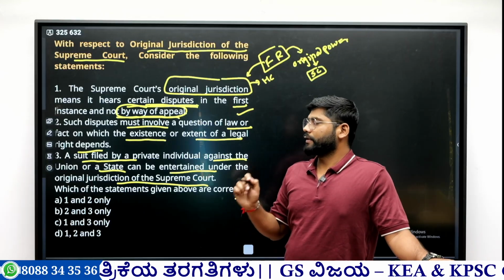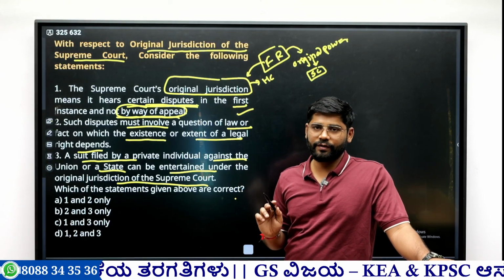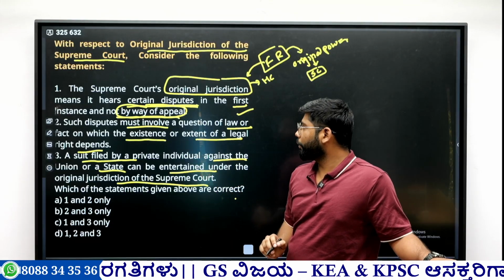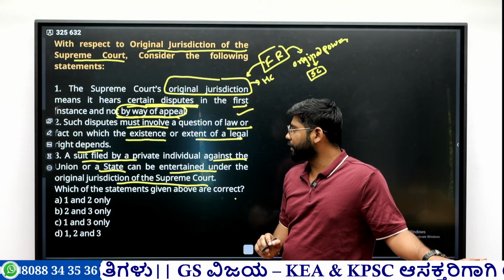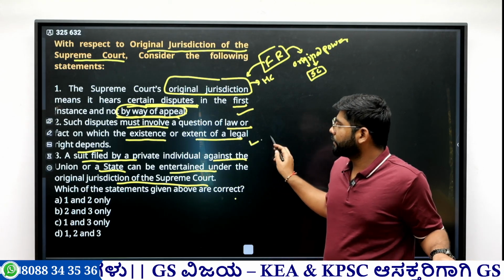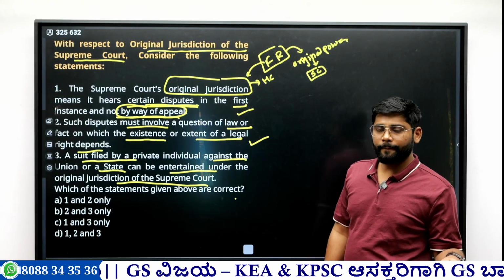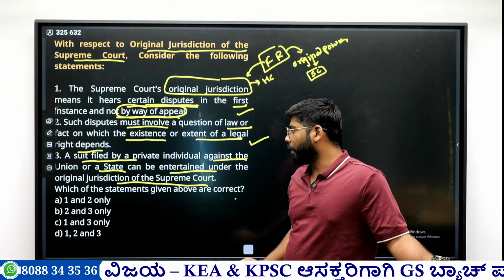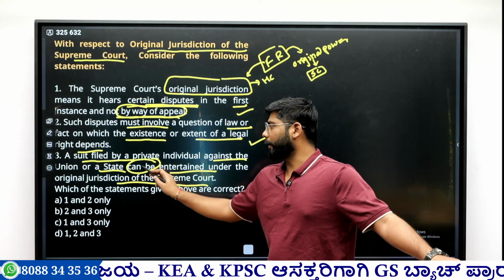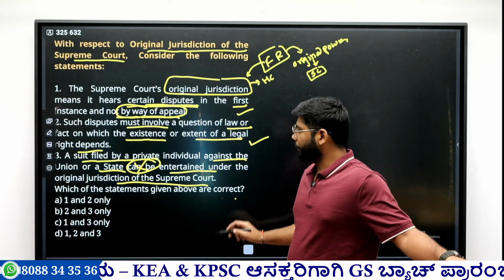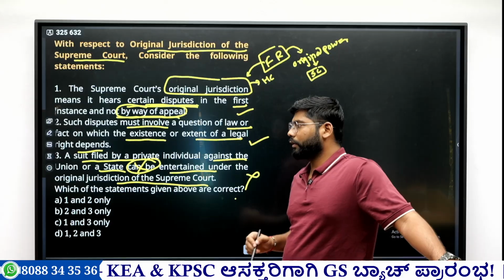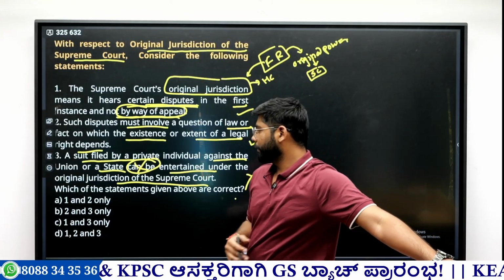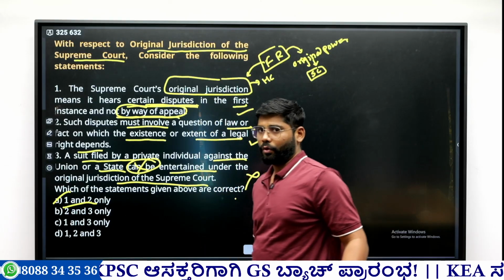Original jurisdiction means the certain disputes that the Supreme Court will hear in the first instance, and not by way of appeal. Second statement: such a dispute must involve a question of law or fact on which the existence or extent of a legal right depends. Yes, it must involve a question of law, then only it is considered original jurisdiction. Then the last one: a suit filed by a private individual against the Union or the state can be entertained. It cannot be entertained. If an individual is going against the state or the Union under the original jurisdiction, then it will not be entertained in the Supreme Court. So 1 and 2 are correct here, the third is wrong.